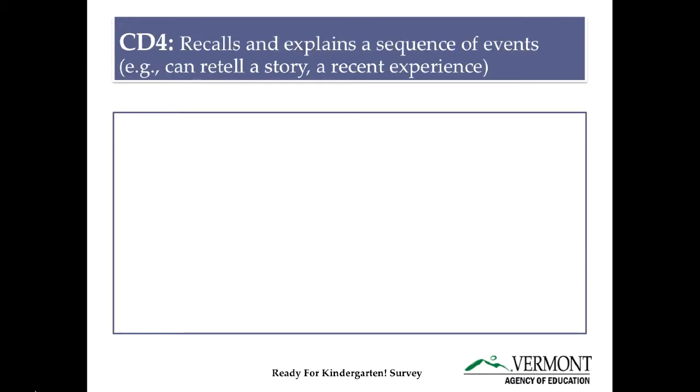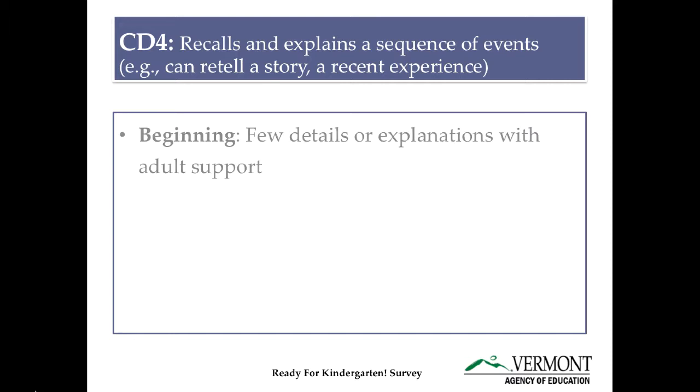Cognitive Development Item 4. A child recalls and explains a sequence of events. For example, they can retell a story or a recent experience. Engaging children in retelling events, stories, and experiences is an excellent way to learn more about what they know and can do. When determining how to score a child's mastery for this item, consider the following.